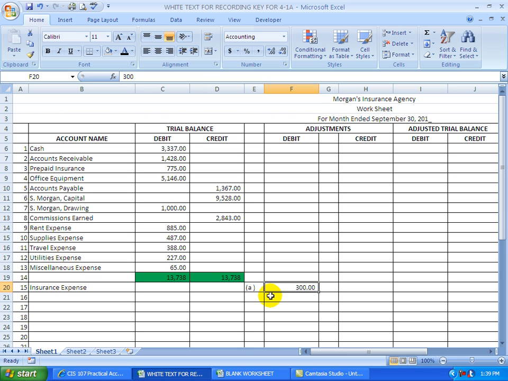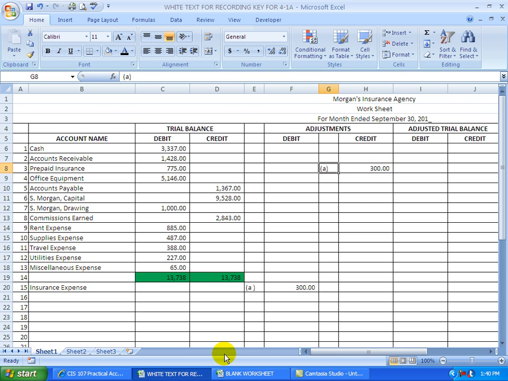Now we need to make this prepaid insurance up to date by decreasing it for $300. So now we're going to go to the credit, and we're going to credit prepaid insurance to decrease it. And this is also still transaction A. It's the first adjusting entry. Notice that the A debit equals the A credit.